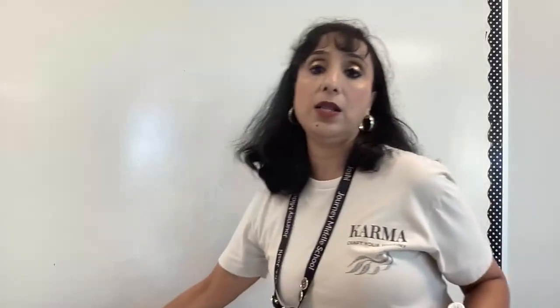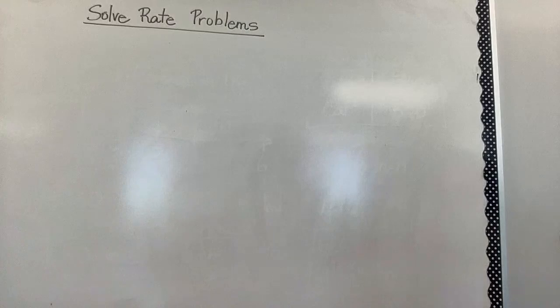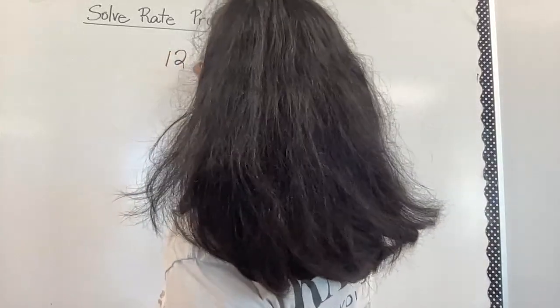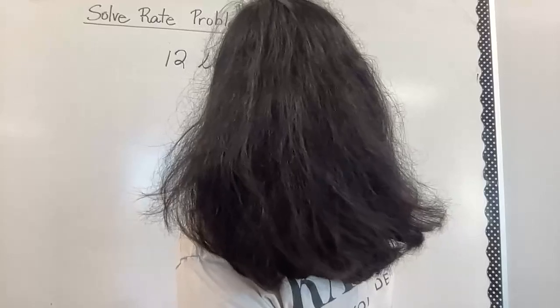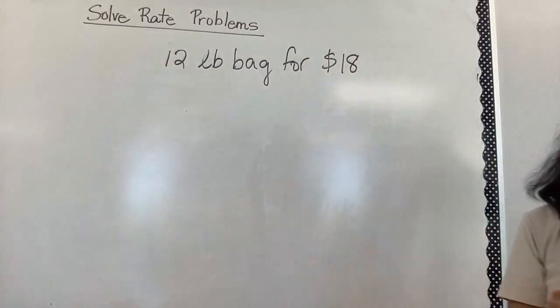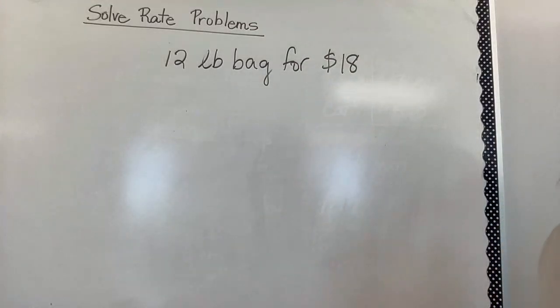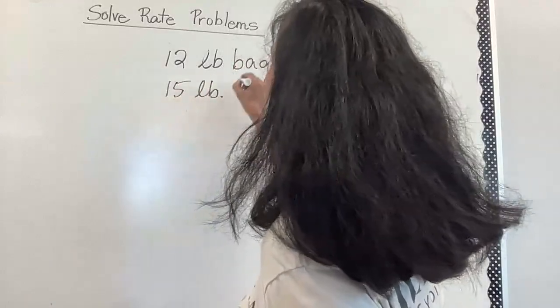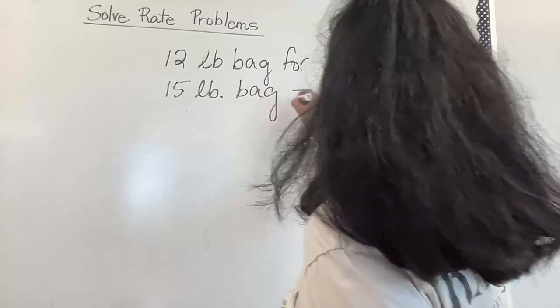So the question states that a bulk food store sells a 12-pound bag of Red Delicious apples for $18. Okay, and at this rate, what is the price of a 15-pound bag? So a 15-pound bag is equal to how much? We don't know what this cost is.